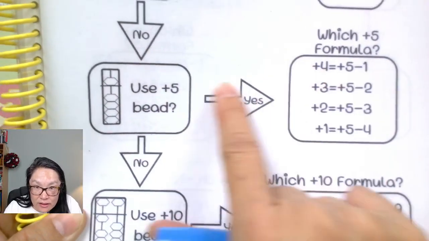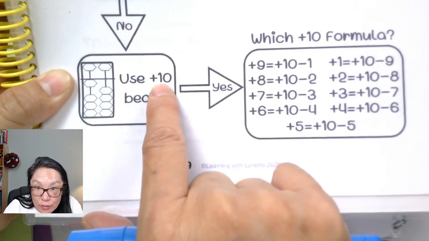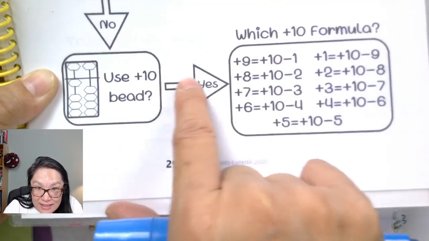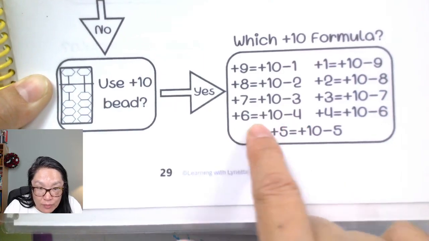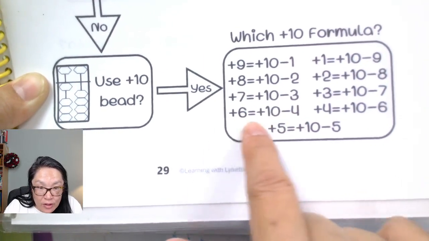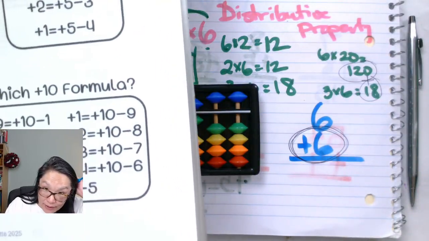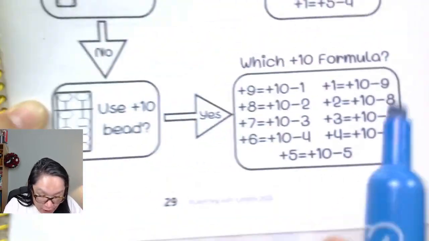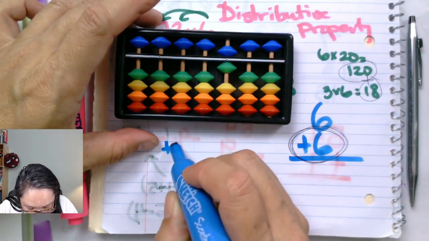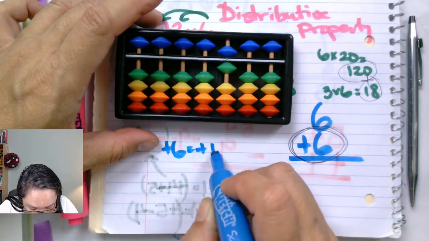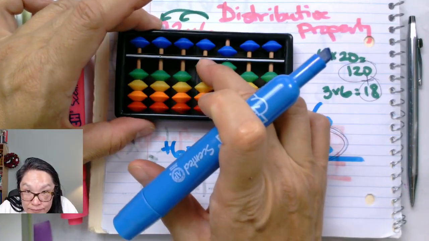I cannot use a 5 because I'm looking for 6. So I come down to here to plus the 10. To add the 6 is plus the 10 minus the 4. So when I add 6, it will equal plus the 10 minus 4. So I plus the 10.